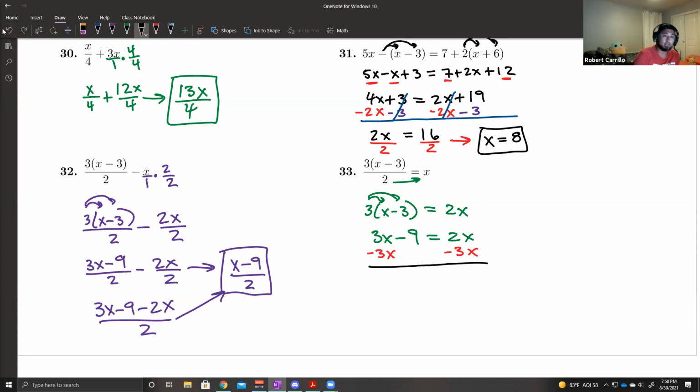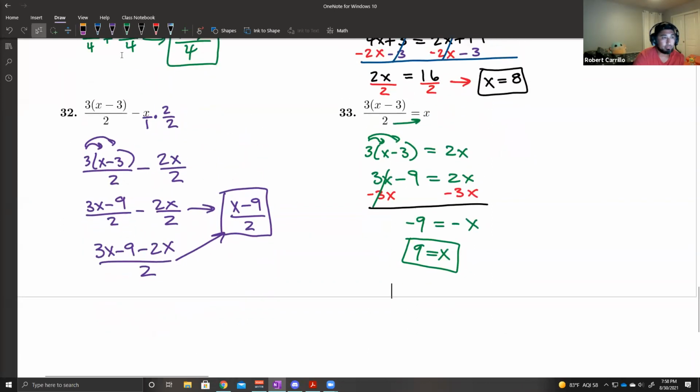Put my process line, and those 3's cancel. The negative 9 comes down. 2x minus 3x gives me negative x. And then just divide or multiply both sides by negative 1. And we are going to get 9 equals x. All right. Awesome. And I think that finishes up.